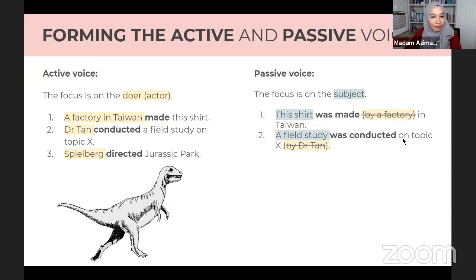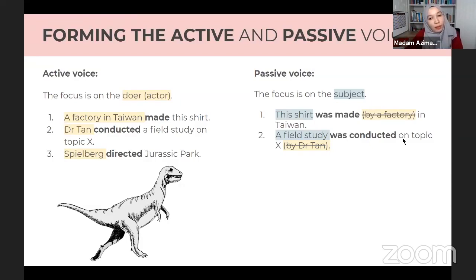A field study was conducted on topic X by Dr. Tan. If I want to, I can. If I don't want to, just delete. A field study, compare it to active. Dr. Tan conducted a field study. But this one, a field study was conducted. And take a look at what's happened to the verb there. Suddenly, you have to add was. You see it? It's different. Original active sentence made, but here was made. For number 2, conducted, it was conducted. What's happening? This is where we'll talk about the formula, okay?